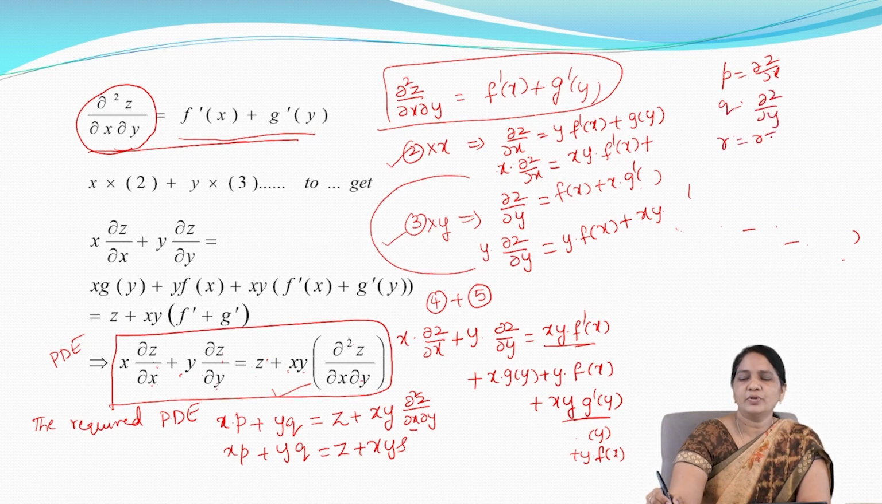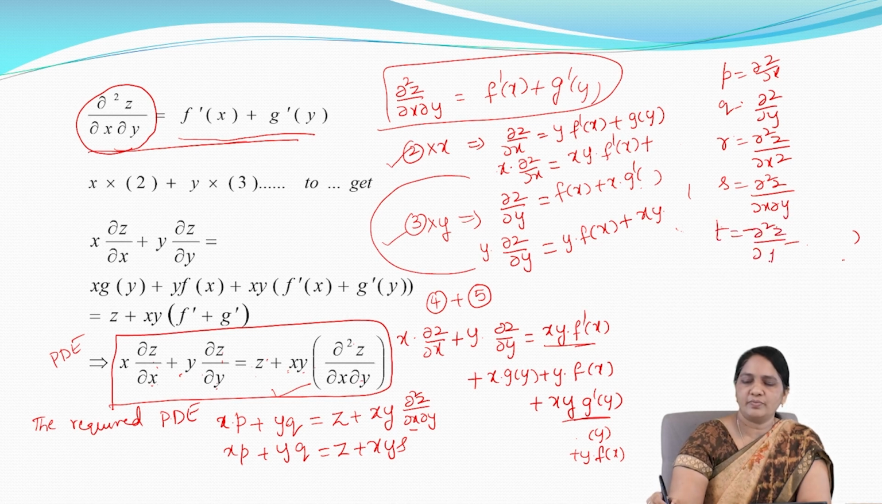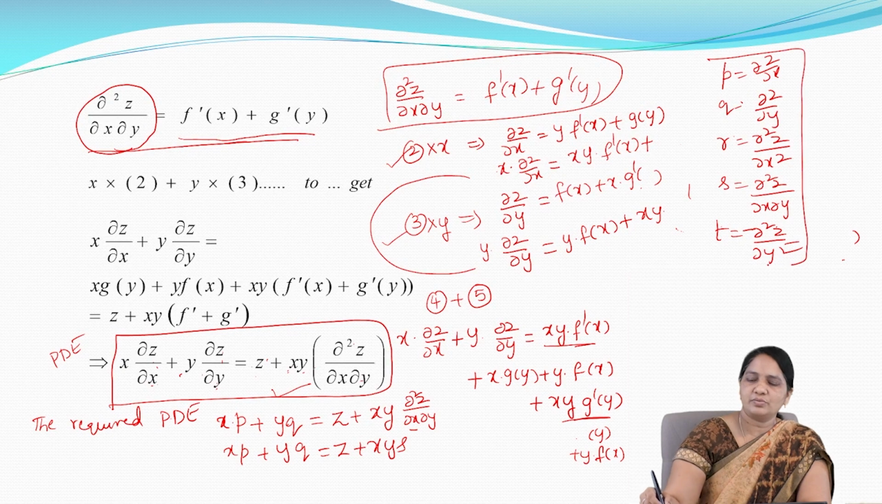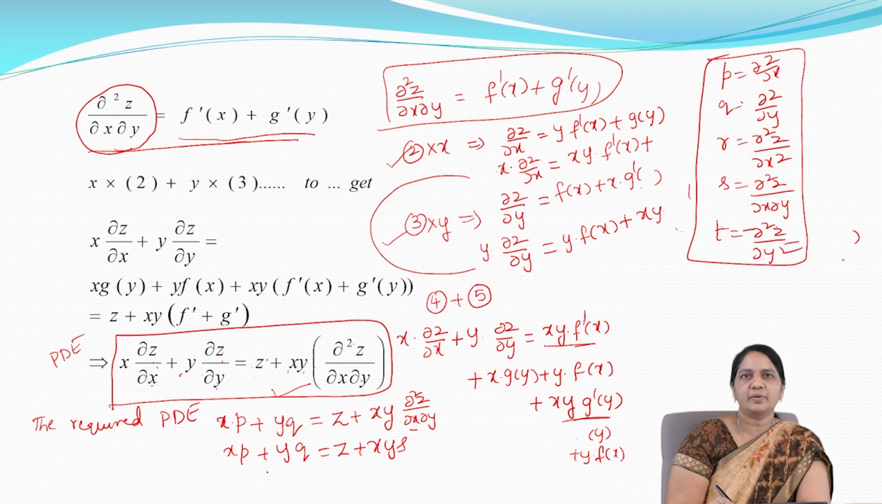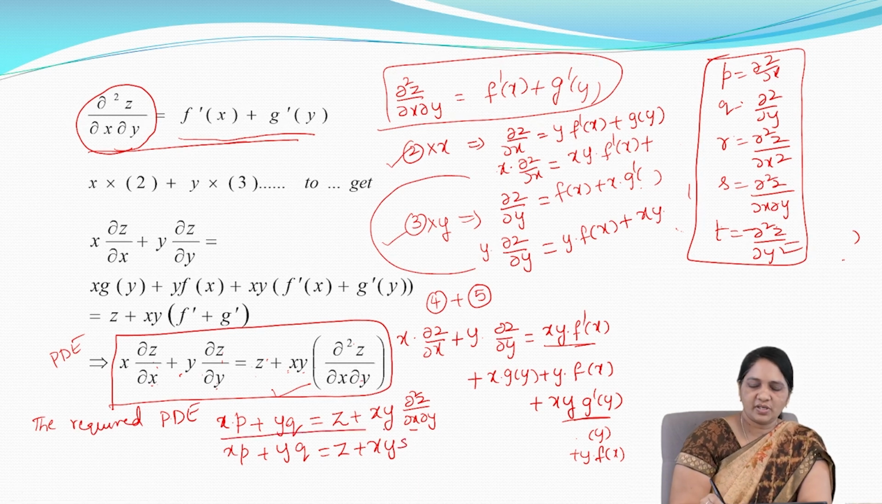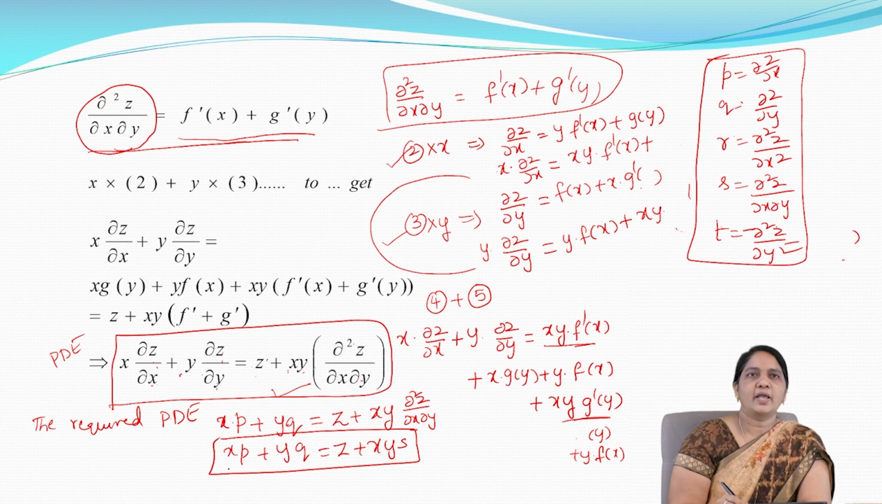r equal to dou square z by dou x square, s equal to dou square z by dou x dou y, and t equal to dou square z by dou y square. So according to these notations, I am replacing here. This is small s. So finally our required PDE is x into p plus y into q equal to z plus xy into s.